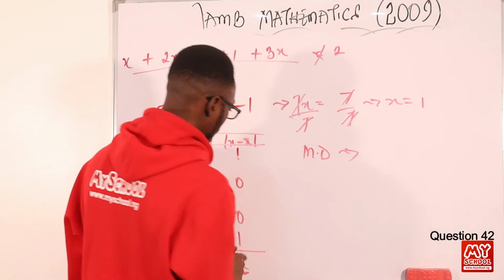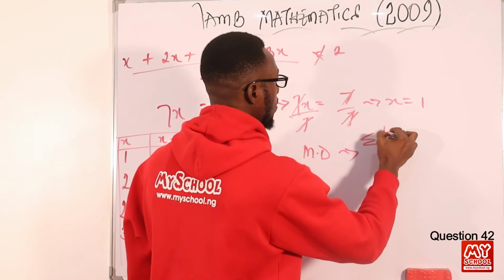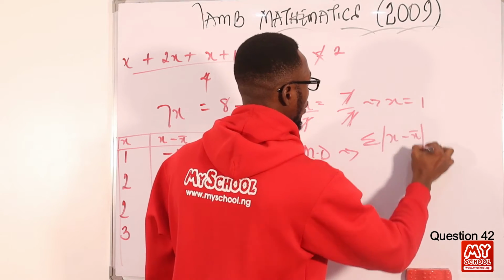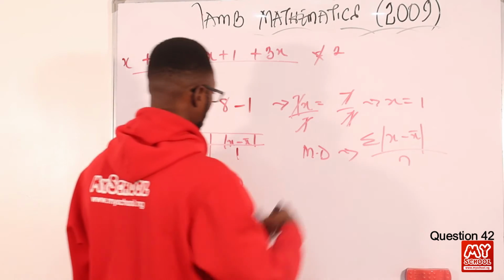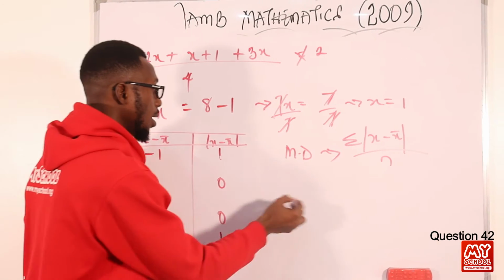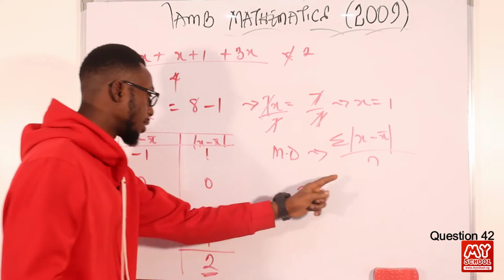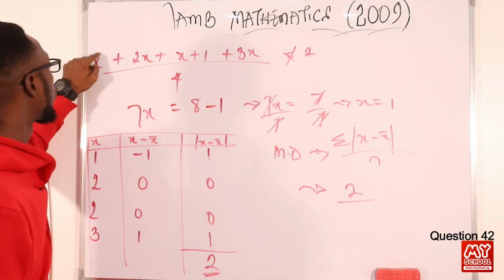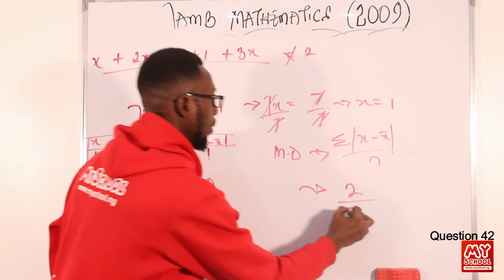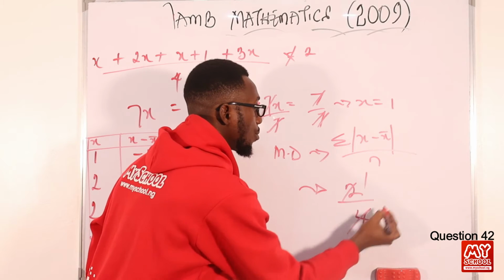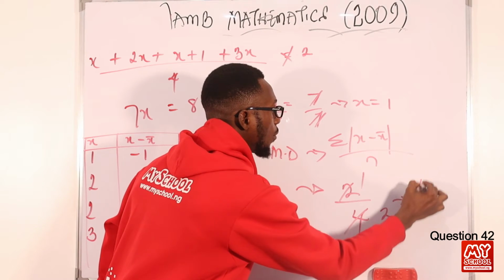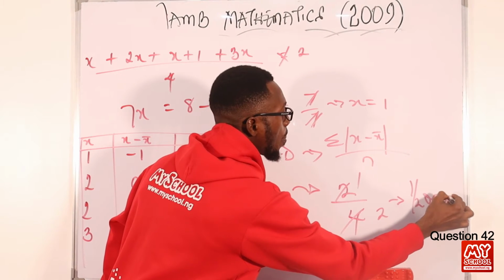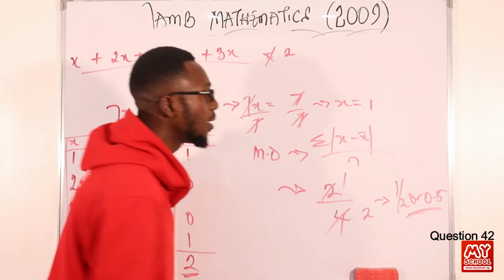So my mean deviation about the mean, I should have it as this expression over the number or the frequency that we have right here. The summation of this is 2, right? How many are they? 1, 2, 3, 4. That is 2 over 4. 2 here 1, 2 here 2. So I have 1 over 2 or 0.5. That is my mean deviation.